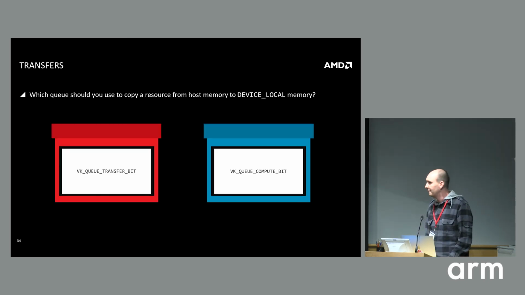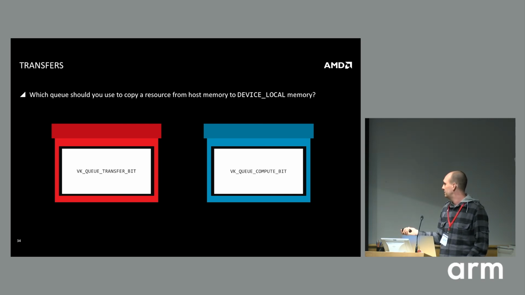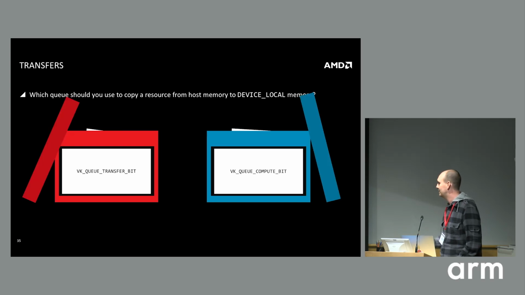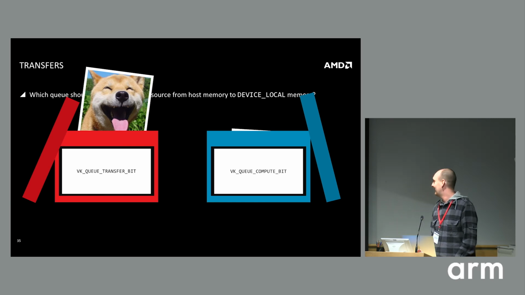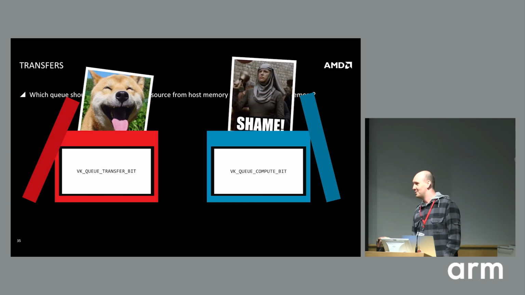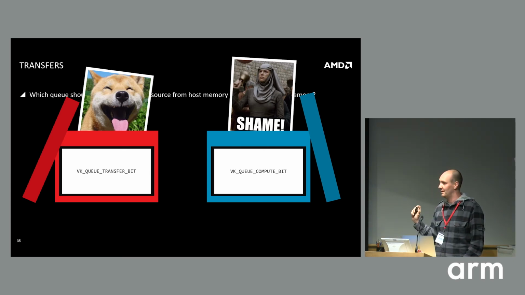Okay, another game. Transfers. Which queue would you use to copy a resource from your host memory to device local? Hands up for the red box, which is any queue with a VK queue transfer bit. Hands up for the blue box. I would use the compute queue. Open the boxes. Not a trick question, Jerry. You get the dog for the transfer queue bit, and I'm sorry to say you have been shamed with the none. You should probably use a queue with the transfer bit set.